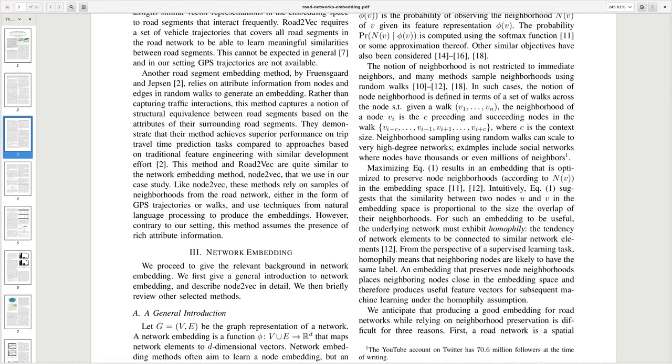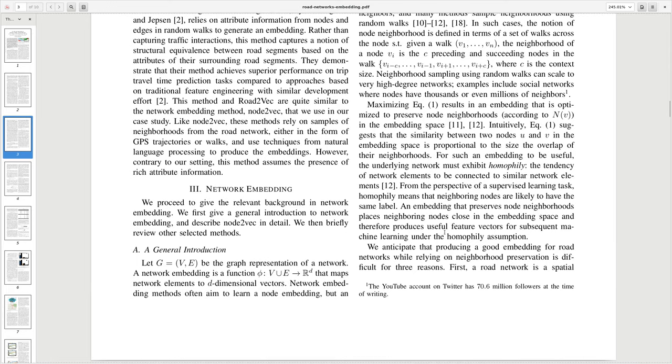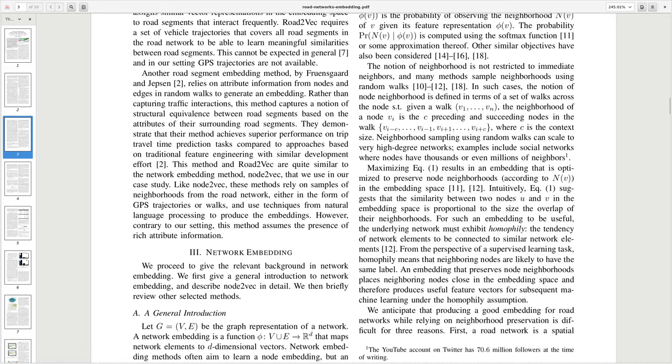The notion of neighborhood is not restricted to immediate neighbors, and many methods sample neighborhoods using random walks. In such cases, the notion of node neighborhood is defined in terms of the set of walks across the node. Given a walk, the neighborhood of the node consists of the succeeding nodes, its context. Maximizing equation 1 results in an embedding that is optimized to preserve node neighborhoods according to the definition of the neighborhood.